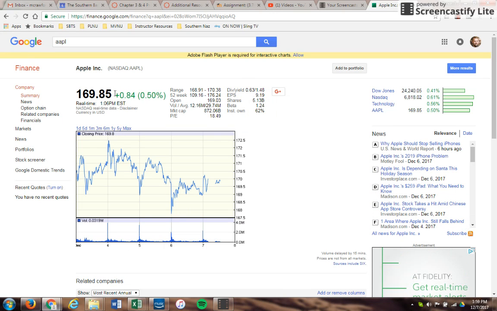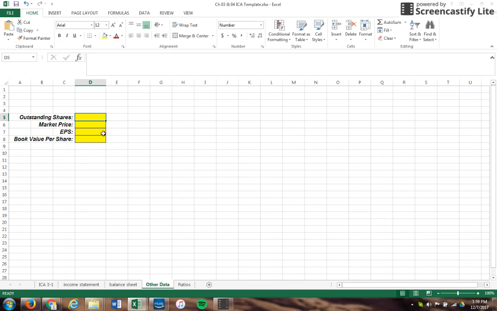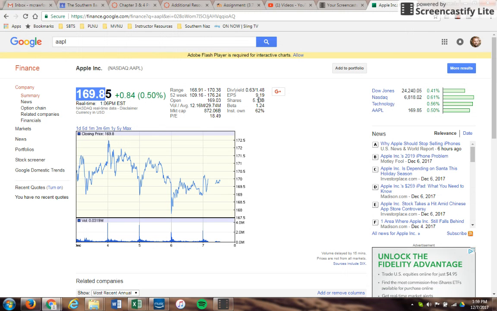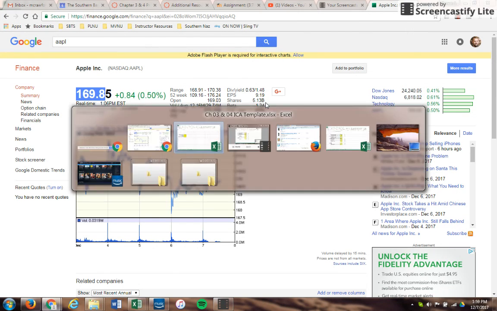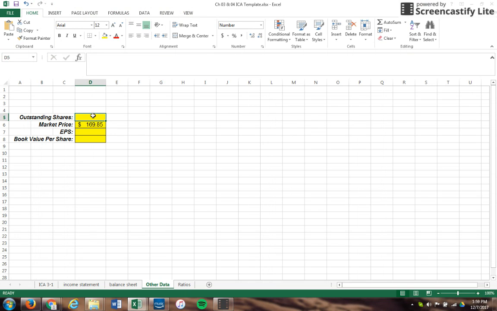And then we have our current market price of $169.85. So we can take that $169.85, the stock price, copy that over and enter it into our market price, $169.85. So that is our current market price. And the number of outstanding shares, 5.13 billion.